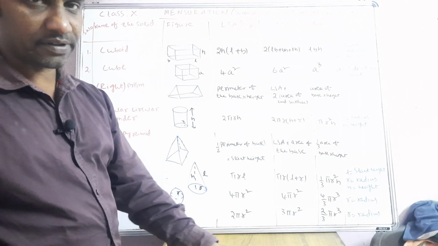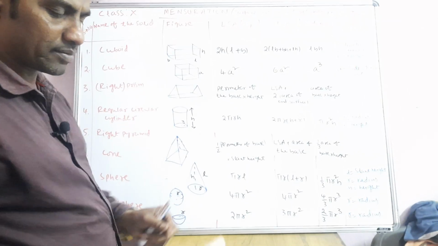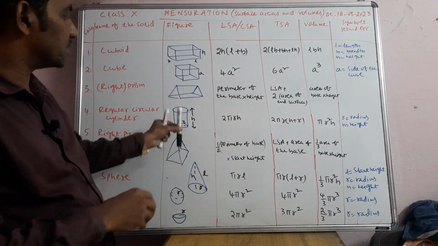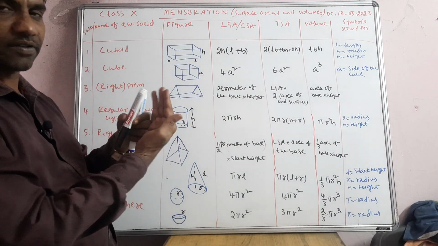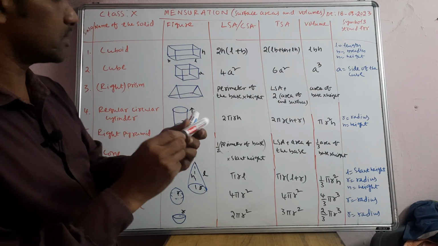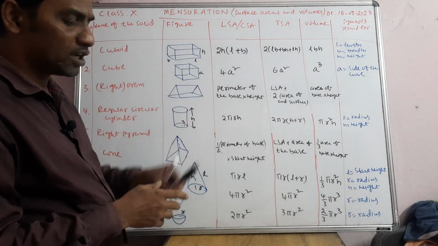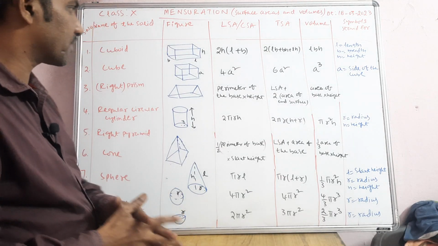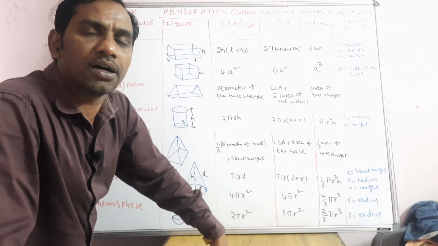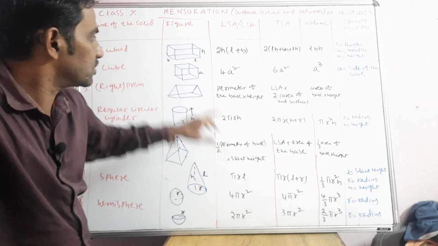For example, this marker is like a cylinder shape. It has a curved surface area and a circular base, and it has a radius and a height. You know very well about prisms and so on. A cube is like the dice in the snake and ladder game we play, where all sides are equal, so it is called a cube.